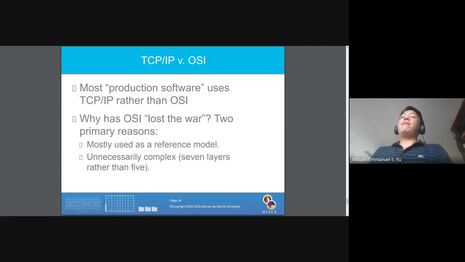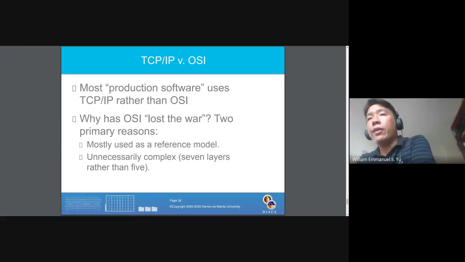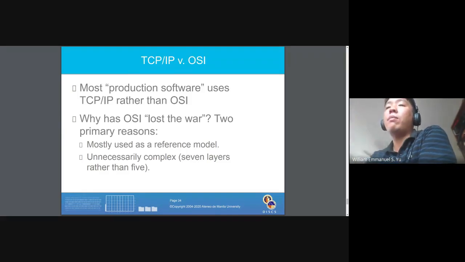So TCP/IP versus OSI. Most production software, as I mentioned a while ago, uses TCP/IP. So has OSI lost the war? Well, it was not really meant to be a practical protocol. It was a reference model. The practical protocols were implemented in other standards, which did not become as popular as TCP/IP. Two, it is unnecessarily complex, right? It is 7 layers, and in the best of books, TCP/IP only has 5. So why break it into more layers than necessary?